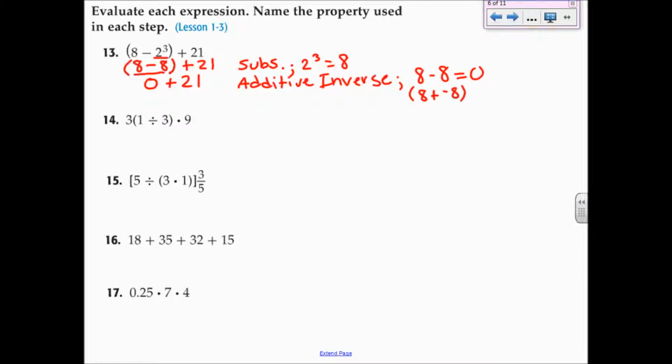And then the last step is 0 plus 21, which is 21, and that's the additive identity. And the additive identity just tells us that if I add 0 onto something, it just equals itself.